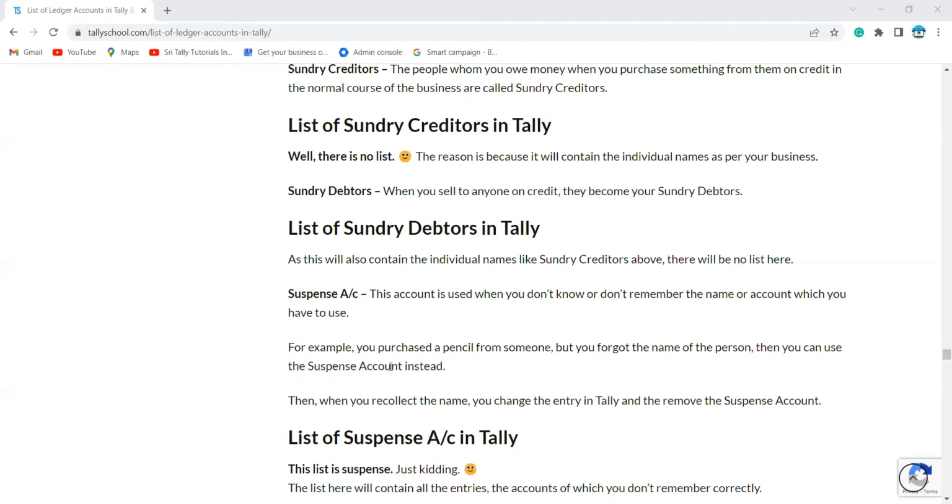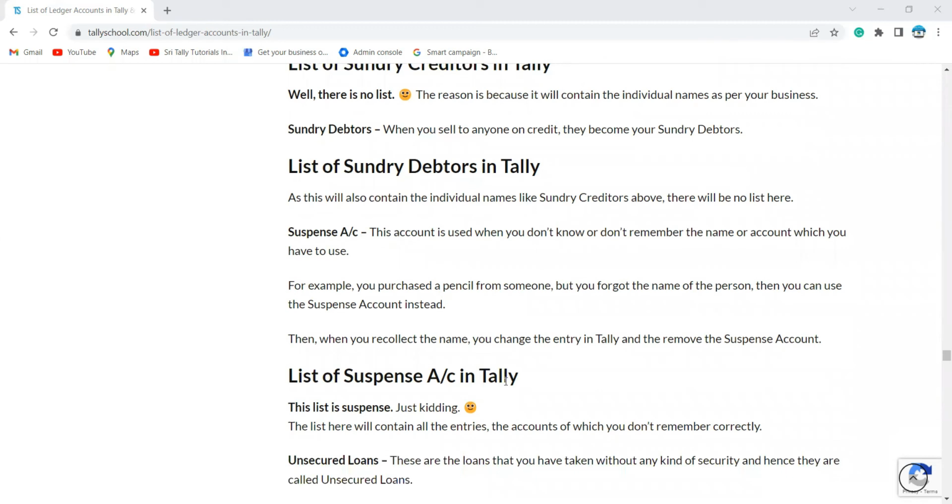Next, suspense account. Unknown amounts we are updating under suspense account. This account is used when you don't know or don't remember the name of the account which you have to use. For example, you purchased a pencil from someone, but you forgot the name of the person. Then you can use the suspense account. Then when you recollect the name, you change the entry in Tally and replace the name. Suspense account means unknown names we are recording under suspense account. For example, I received 1 lakh rupees from the bank. That 1 lakh rupees, I don't know from whom I received it. For that purpose, I am putting that 1 lakh rupees under a suspense account until it is tallied.